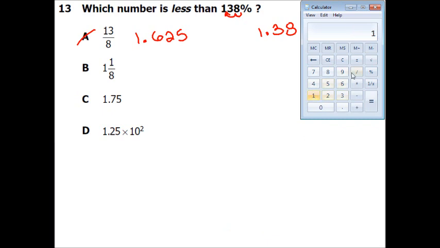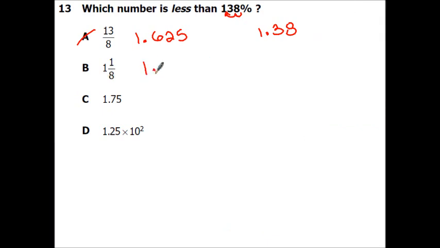1 1/8, so we're going to go 1 divided by 8. So this is going to be 1.125. So that is smaller, so that might be right. 1.75 isn't. And times 10 to the second is going to be 125. So that's not right. So it would be B.